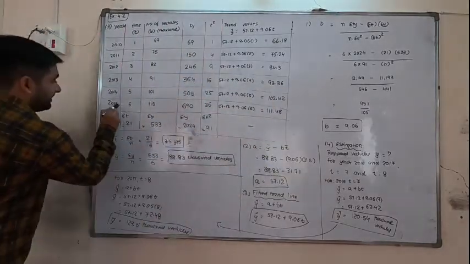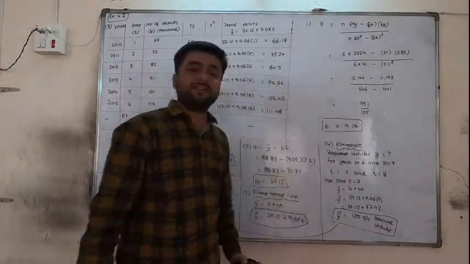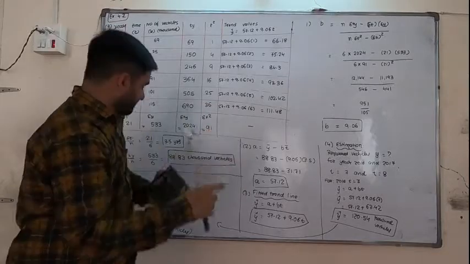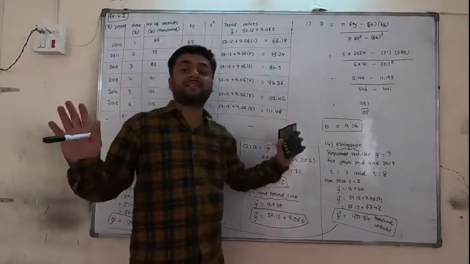And if you press one more time, you will get this answer. Why? Because t is equal to 6, we are having this answer. T is equal to 7, we are having this answer. Again press one more time, t is equal to 8, we are having this answer. So all these answers are checked.